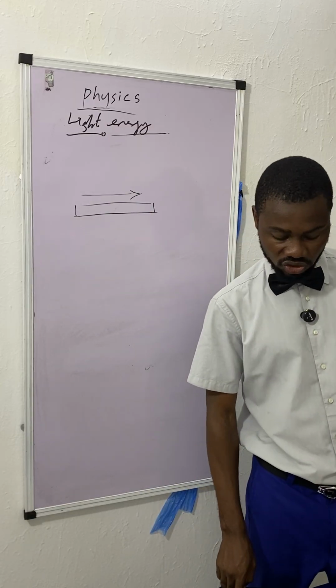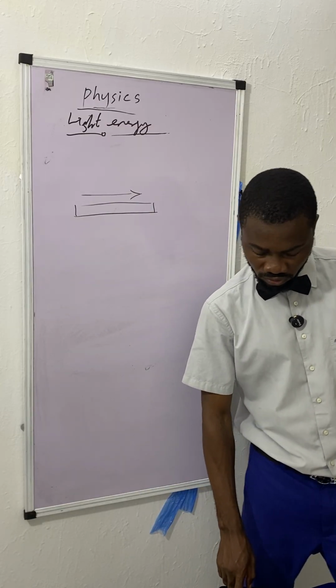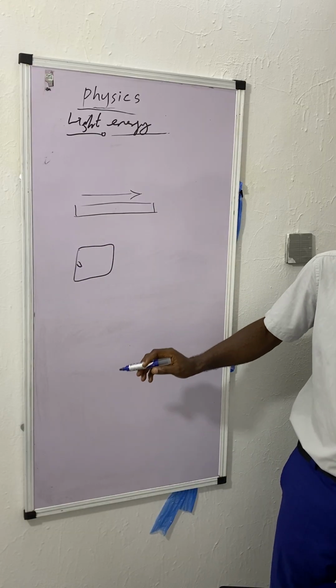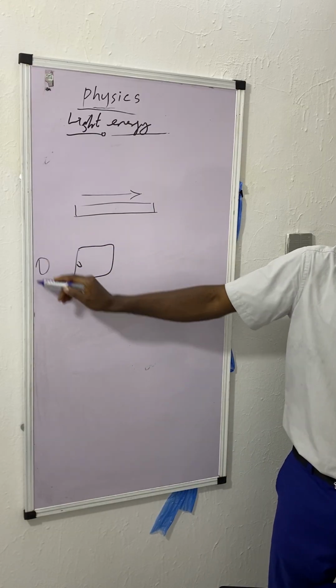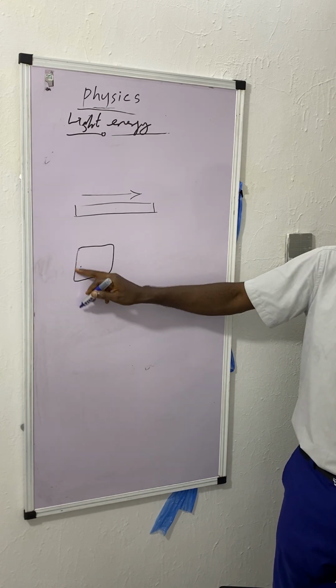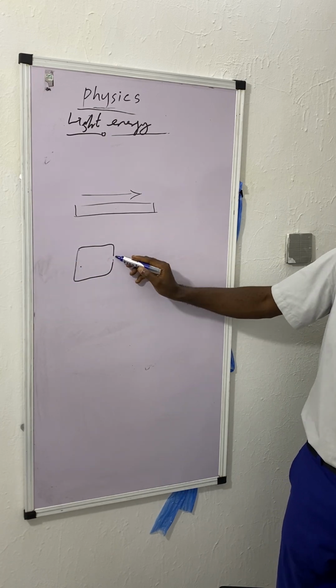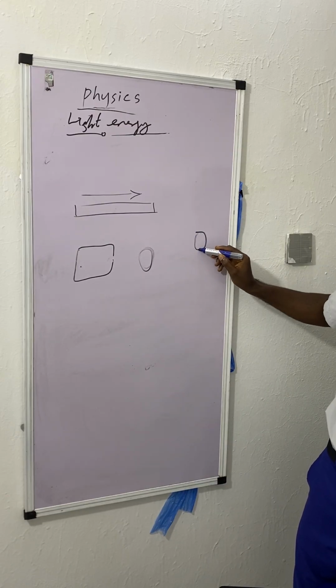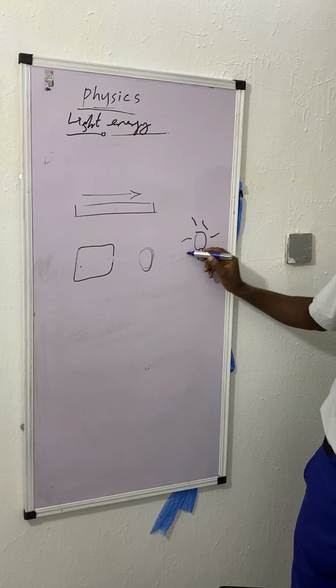Light travels in a straight line through a small hole. You have a box, and you have a small hole in it. Let's put the hole here. This is the hole. We put an object here, then we put a light source here. This is the light source.